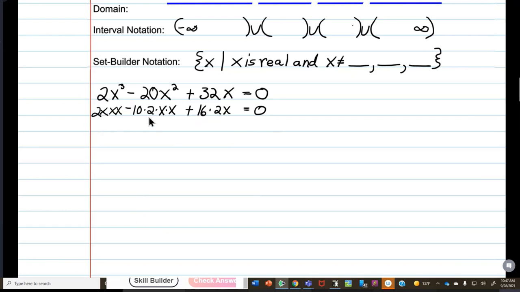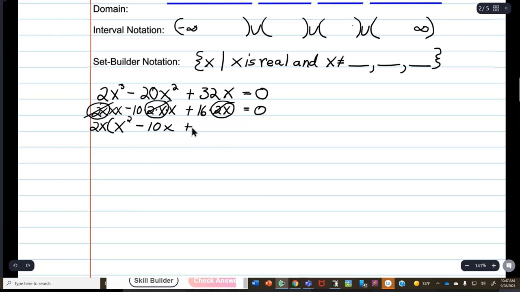And I can see, looking at each of these terms, that each term contains a 2x. So I'm going to circle it. That will be my GCF. So I'll write the GCF and mark through it. Parentheses, write the leftovers, x squared minus 10x plus 16 equals 0.